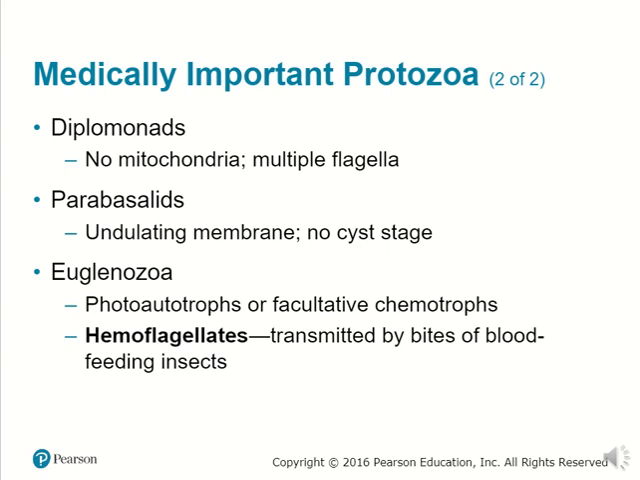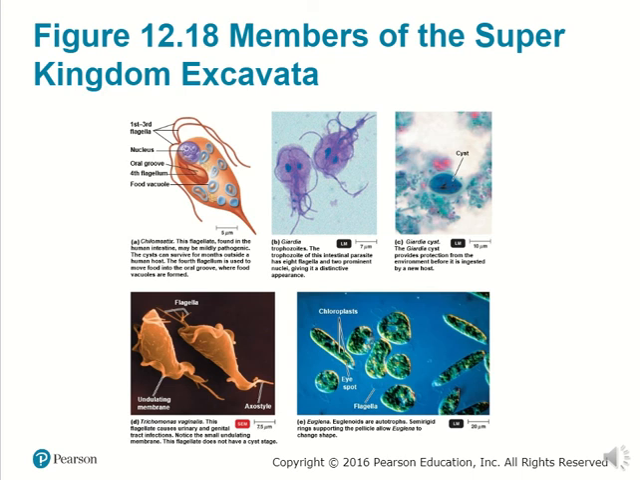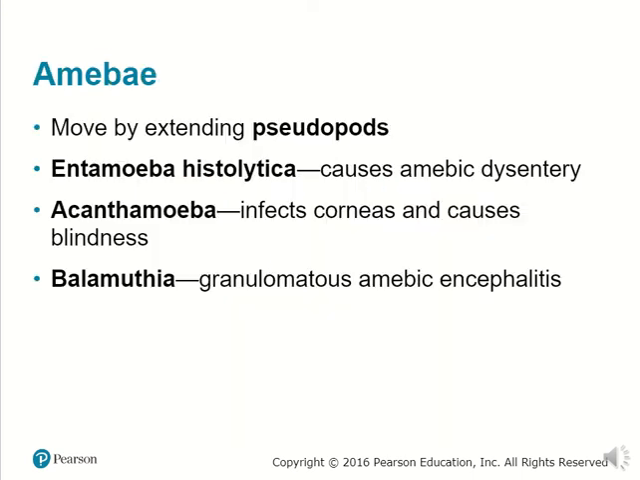Hemoflagellates are transmitted by bites of blood-feeding insects and can sometimes cause disease. Amoebae move by extending pseudopods. Entamoeba histolytica causes amoebic dysentery.